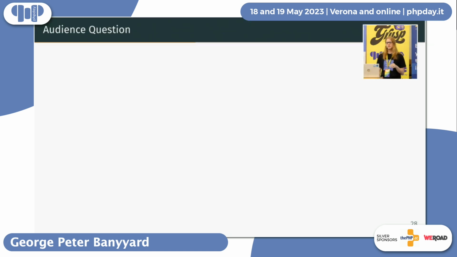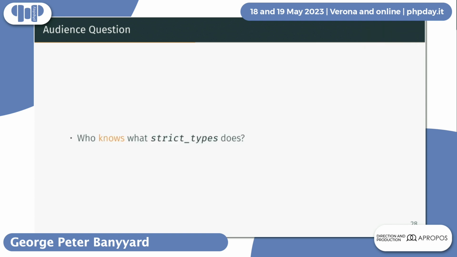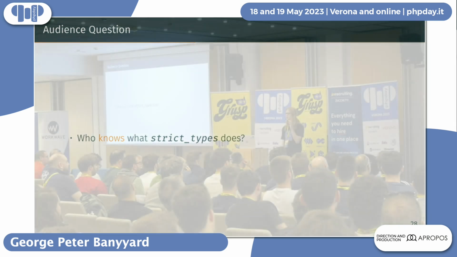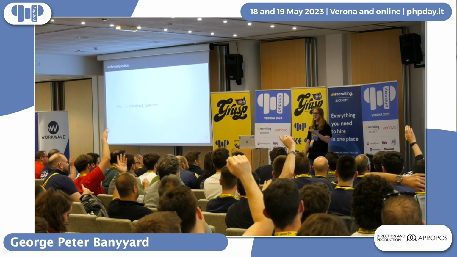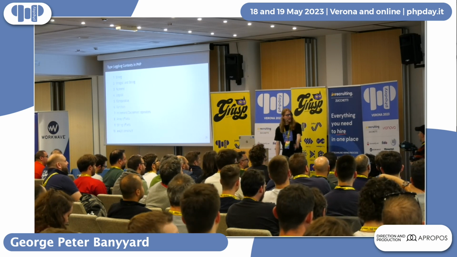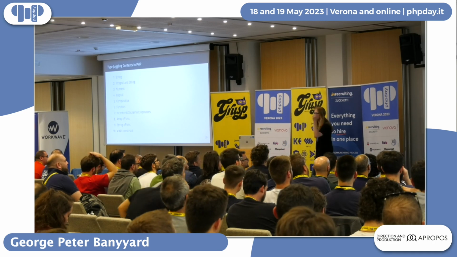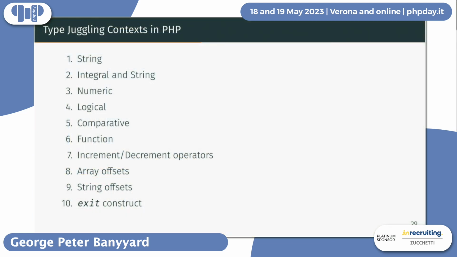Small audience question, just raise your hands, I'm not asking you to shout. Who has heard about strict types? Yeah, most people. Who knows what strict types does? More wavy hands and less hands in general, okay. So, we have 10 type juggling contexts in PHP, and I will try to go through them somewhat quickly. I don't know how much time I have. Yeah, we'll try to go through them somewhat quickly.